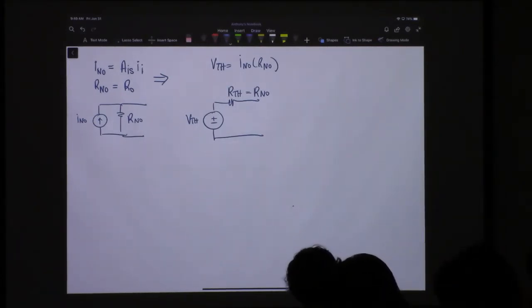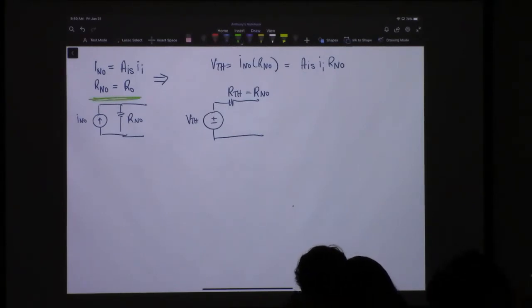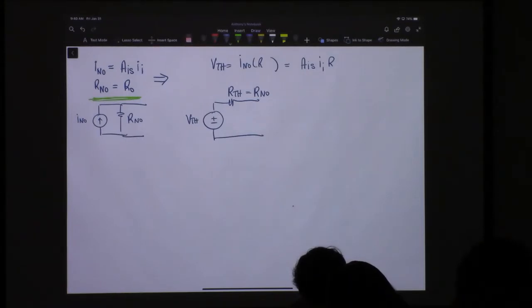We plug in the values, and what we end up with is AIS times AI times R Norton, and that gives us our V Thevenin. I am going to use this right here. Okay, in our diagram, we called R Norton R out, and so I'm just going to go ahead and call it R out at all the spots in here.